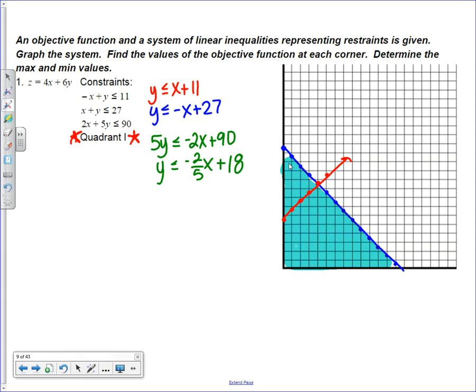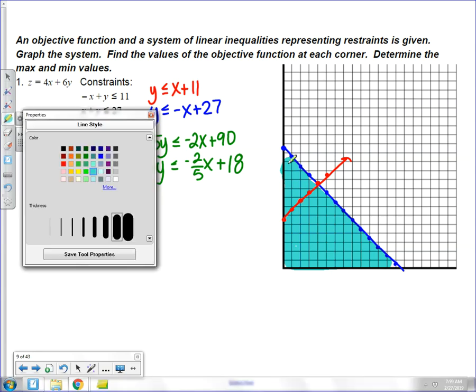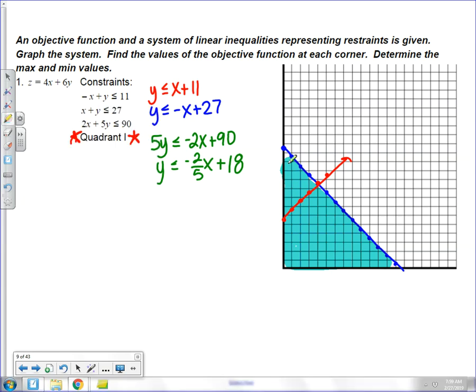And this one is also below, so we'll shade this below. Below this line would be down here. Okay. And then we have that green one.